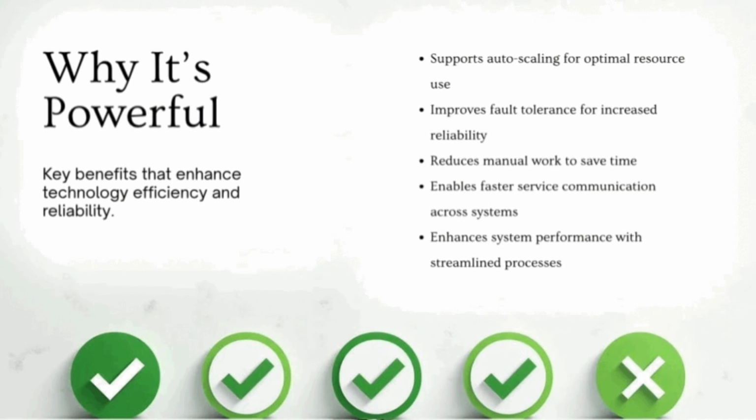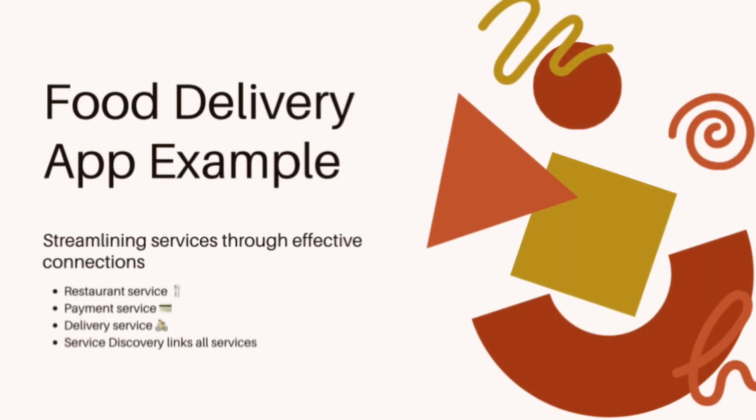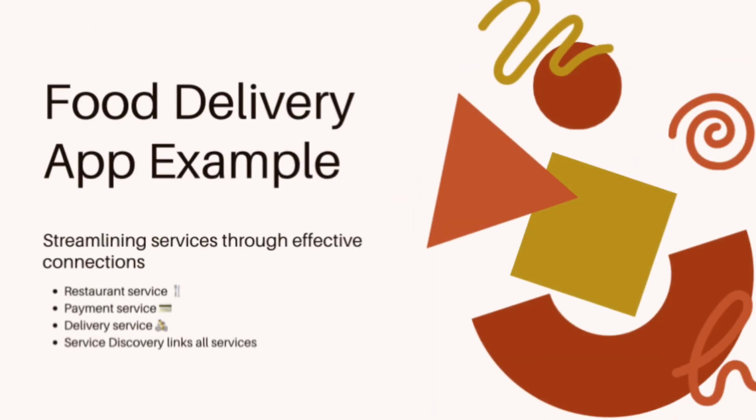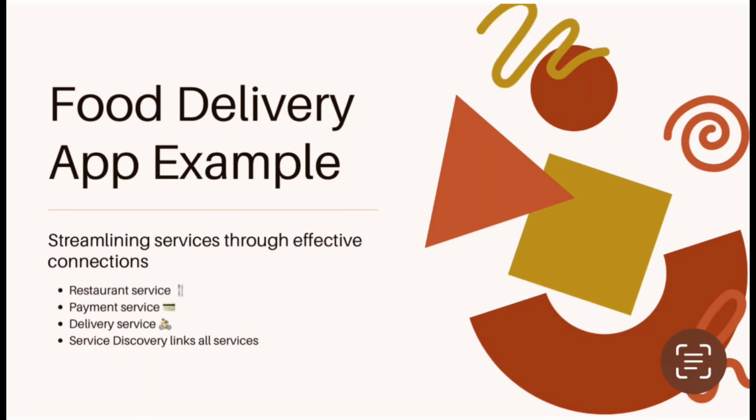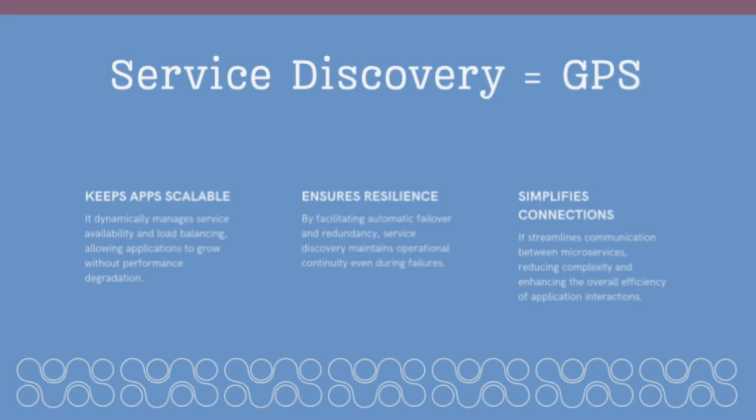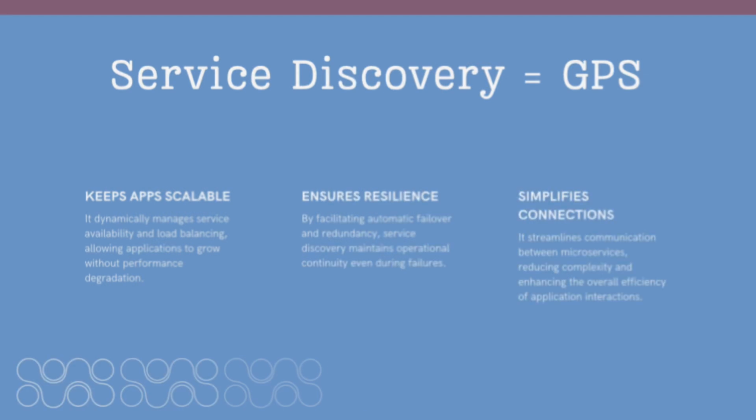Let's make this real with an example: a food delivery app. When you open the app and place an order, multiple services need to talk to each other. The restaurant service checks the menu and availability. The payment service processes your card. The delivery service finds a driver to bring the food. If these services had to rely on fixed addresses, the system would break whenever something moved or scaled. But with service discovery, they can always find each other instantly, just like how Google Maps guides you to the right place without memorizing addresses.